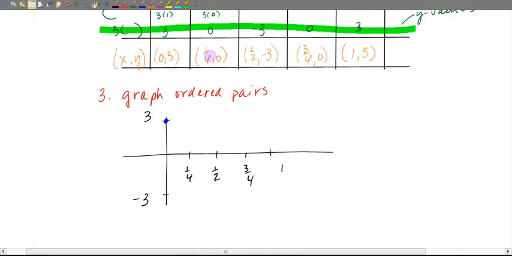The second is at 1/4, 0. Then we have 1/2, negative 3. 3/4, 0. And 1, 3. And that is consistent with what we know the cosine function to look like when we graph it. And that's the first method. That's what I call the table method.